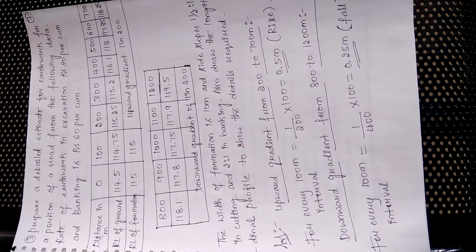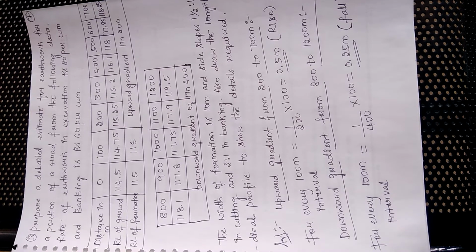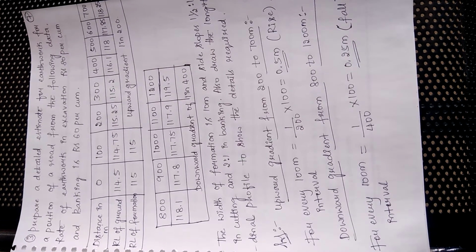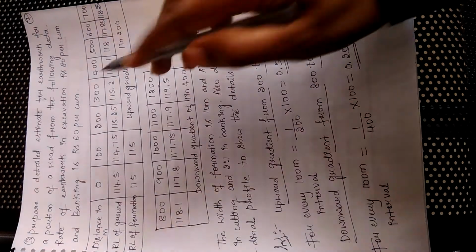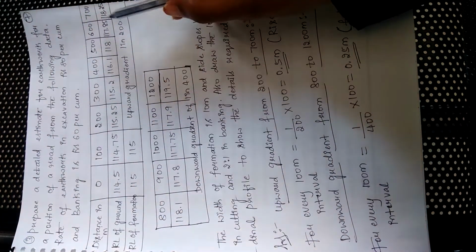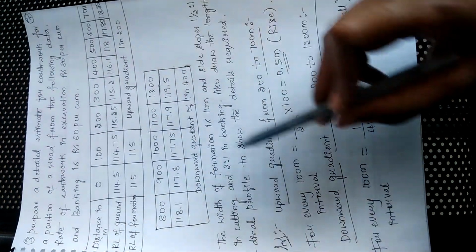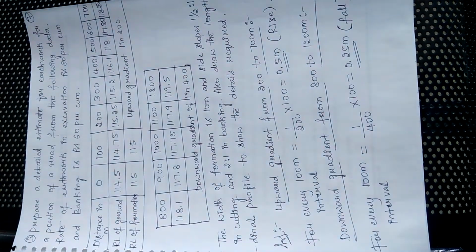To find that, in this question, two gradients have been given to you. One is the upward gradient. So let us do it for the upward gradient first. And this upward gradient is from 200 meter chainage to 700 meter chainage. So let us write a sentence as upward gradient from 200 to 700 meter.